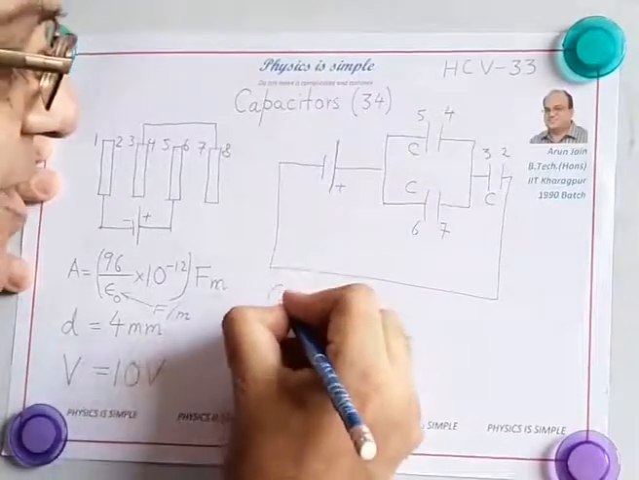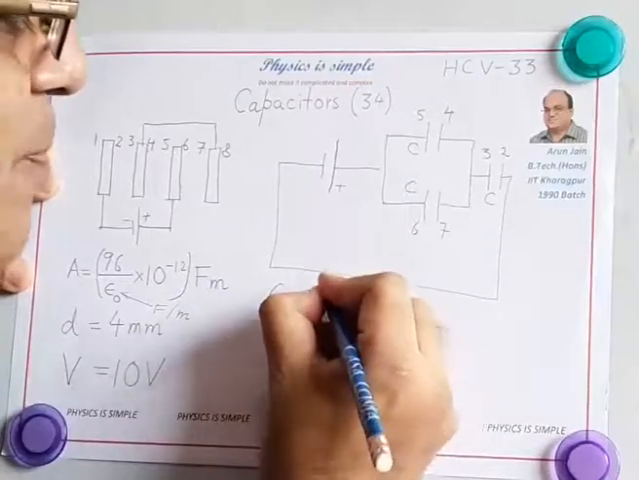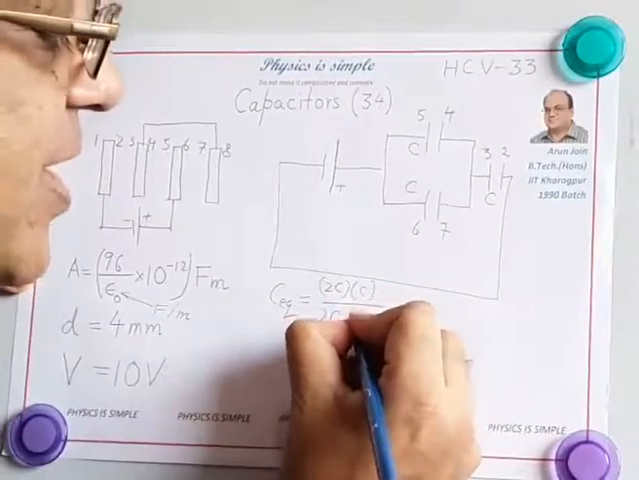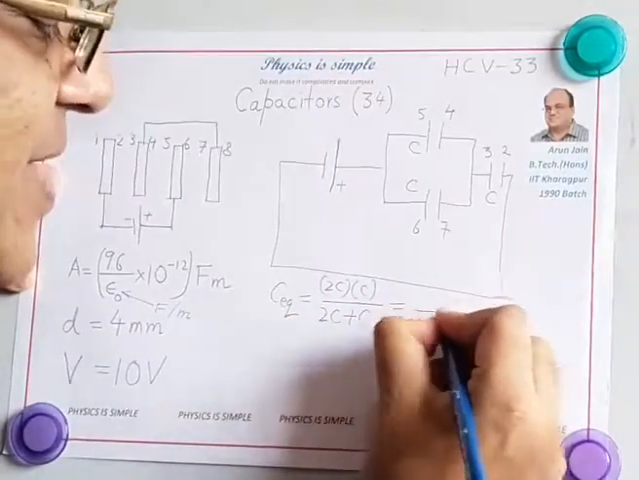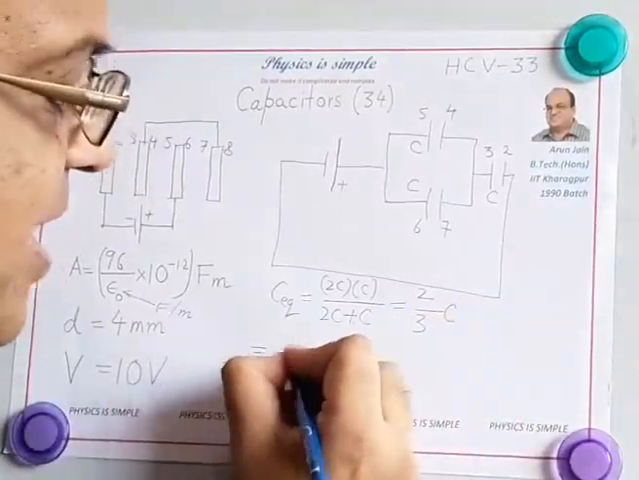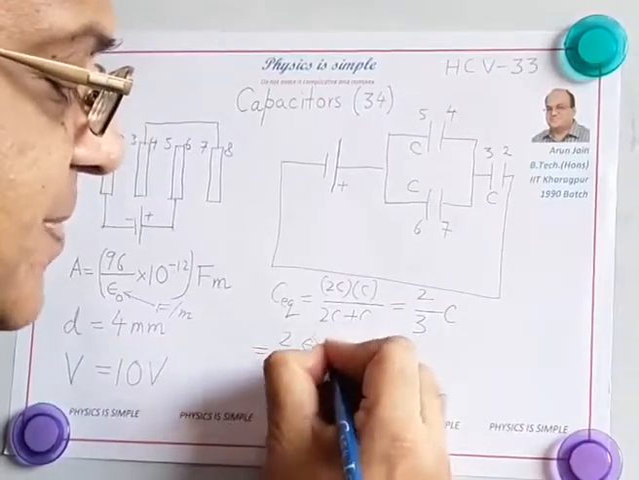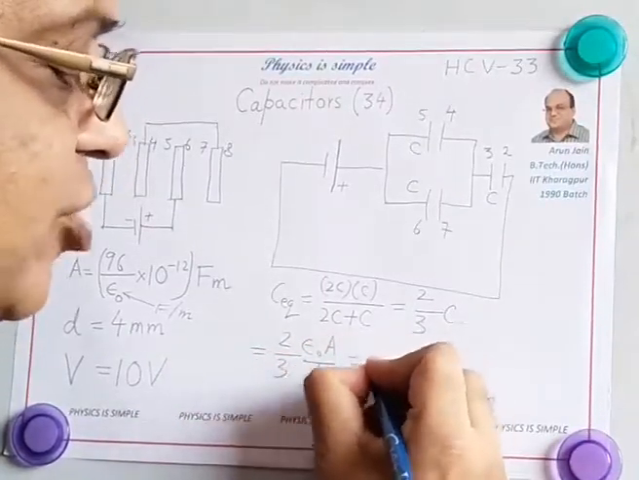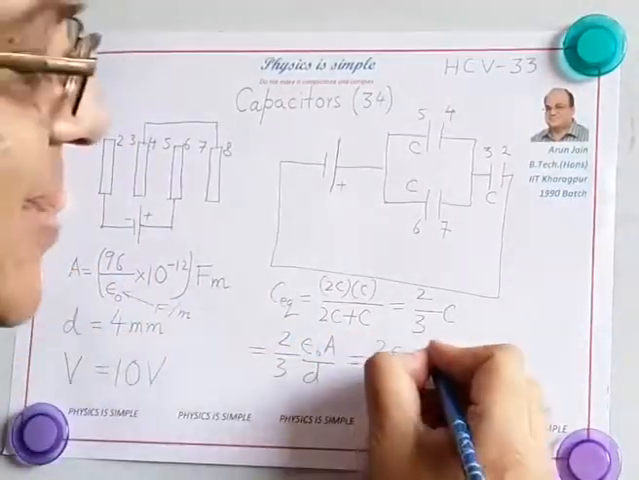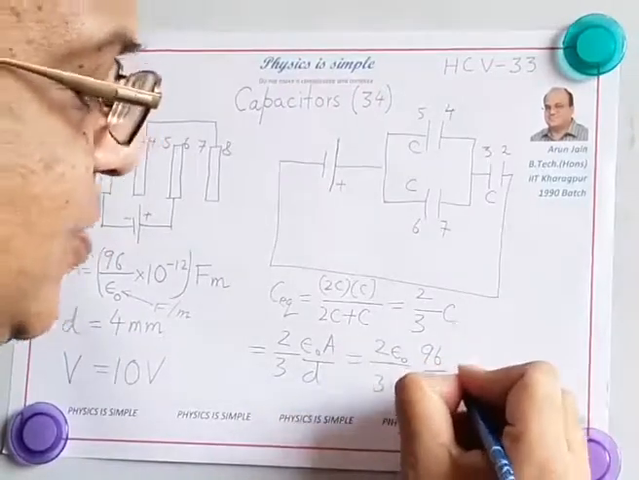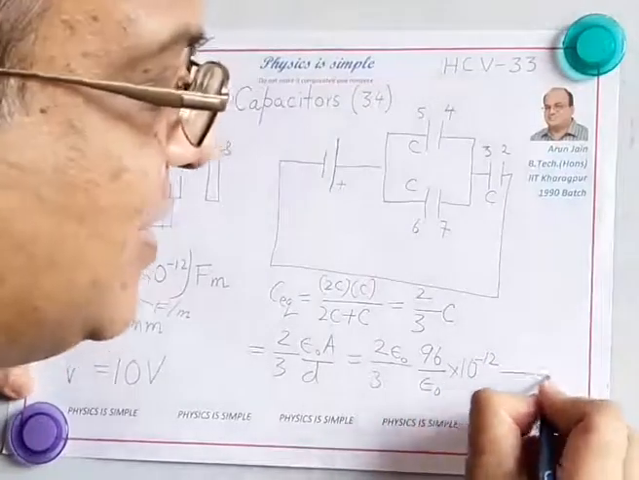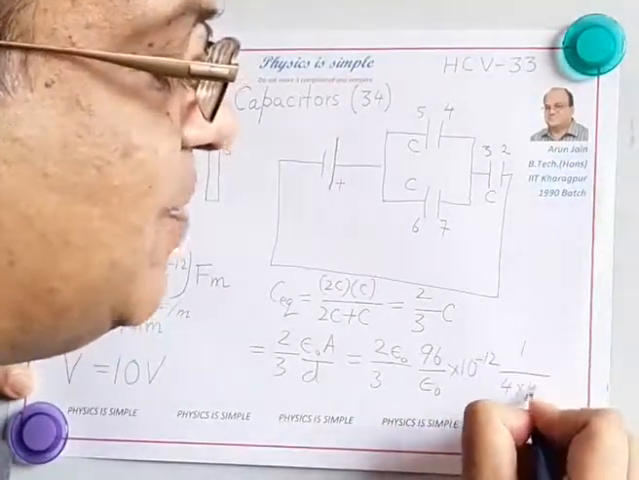The equivalent capacitance in series is given by product by sum for 2 capacitors. And this gives us 2 by 3C. And C is given by epsilon naught A by D. So 2 by 3 epsilon naught, area is here 96 by epsilon naught into 10 to the power minus 12, and D is 4 millimeter. So 1 by 4 into 10 to the power minus 3.